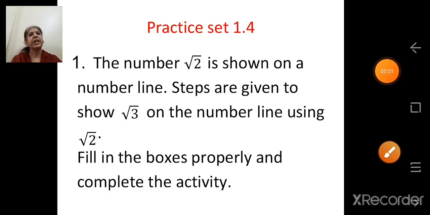Let's start with practice set 1.4. The number root 2 is shown on a number line. Steps are given to show root 3 on the number line using root 2. Fill in the boxes properly and complete the activity. So here one activity is given. This activity is nothing but the explanation of root 3. Its construction we have seen. We have seen how to show the number root 3 on a number line. But its explanation is nothing but the activity of this practice set 1.4.